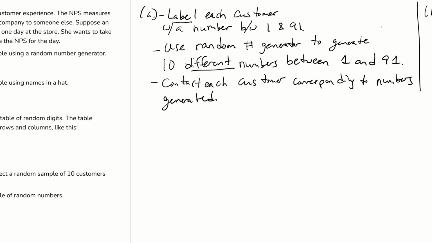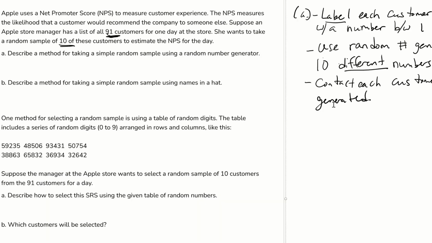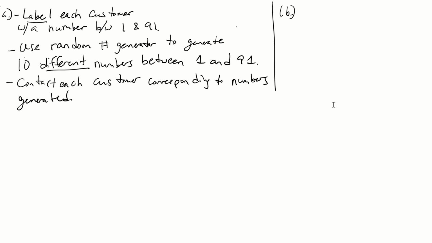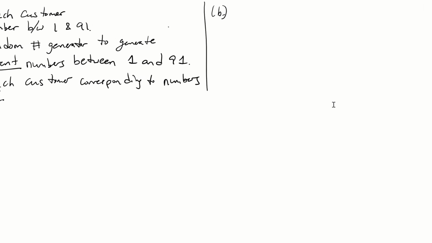Now, part B, you're doing this in a hat, right? So using names in a hat. You're going to have slips of paper. You're going to write the customers' names, like write down their full name, whatever, Sally, Joe. Put them on equal size slips of paper, and then you're going to mix them up in a hat, and then select 10 random slips.